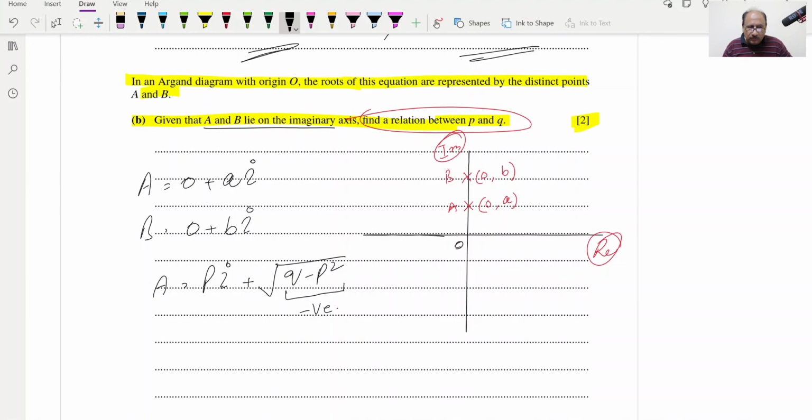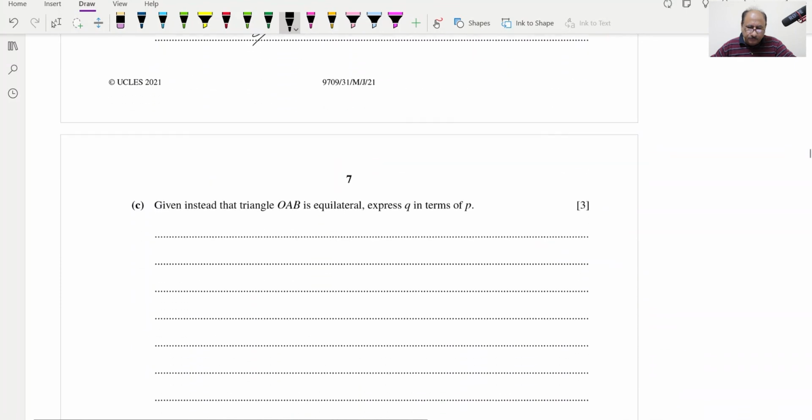So this is negative, so q cannot be greater than p squared. So we'll write q minus p squared is less than 0, and this will be q is less than p squared. So this will be the relation which we were supposed to find between p and q.